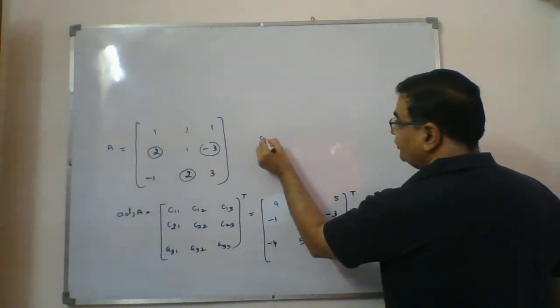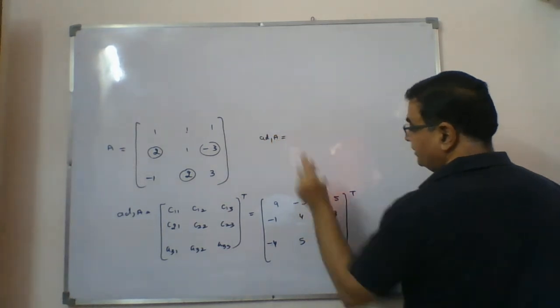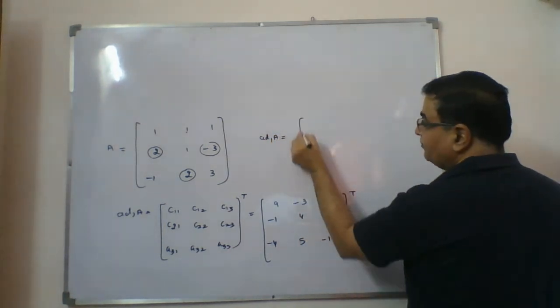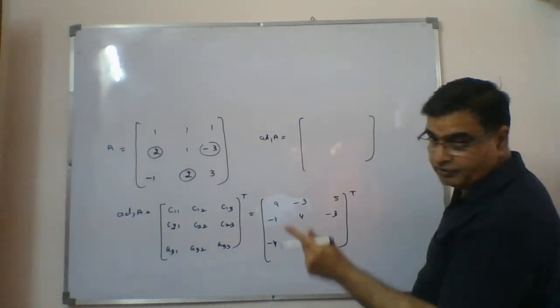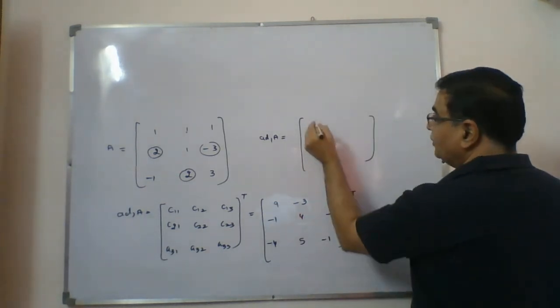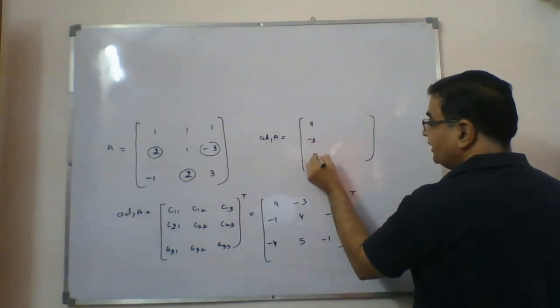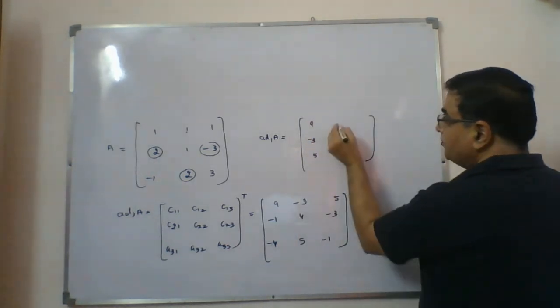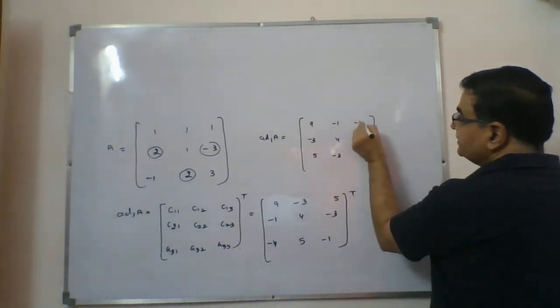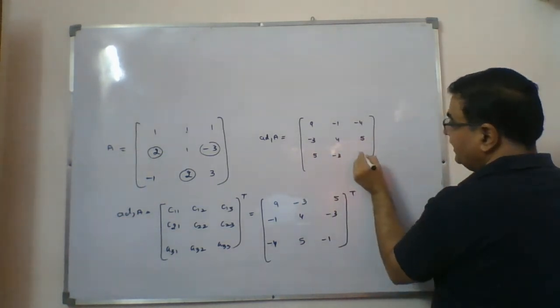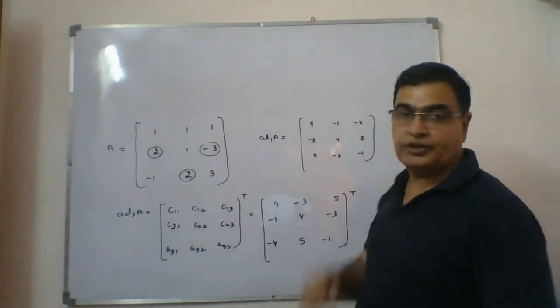Now what is the adjoint of A? We calculate further. Transpose of it. Transpose means the cofactor matrix will convert, rows will convert to columns, columns will convert to rows. So the first row, 9, minus 3, 5, converts into the first column. Minus 1, 4, minus 3. And then minus 4, 5 and minus 1. This is your adjoint of A.